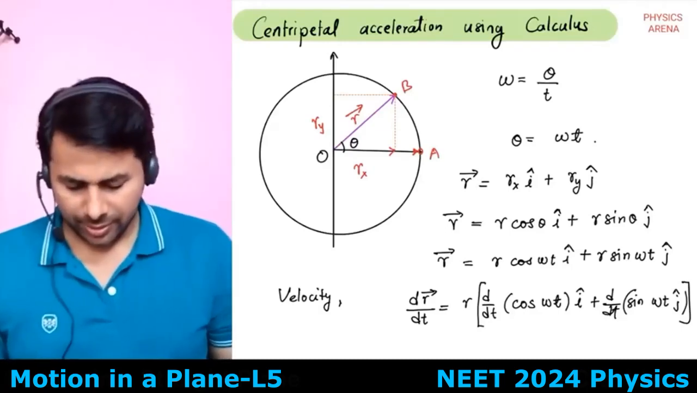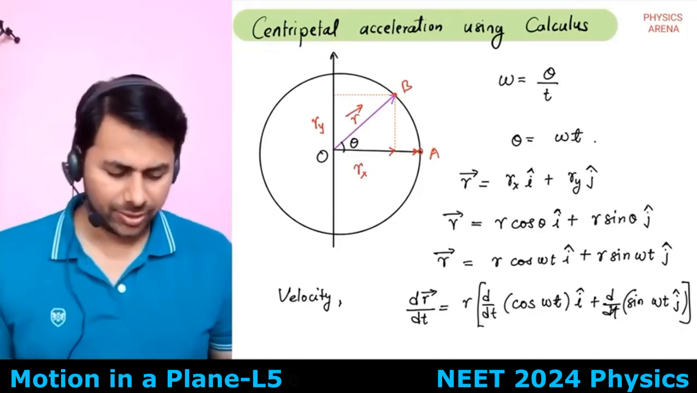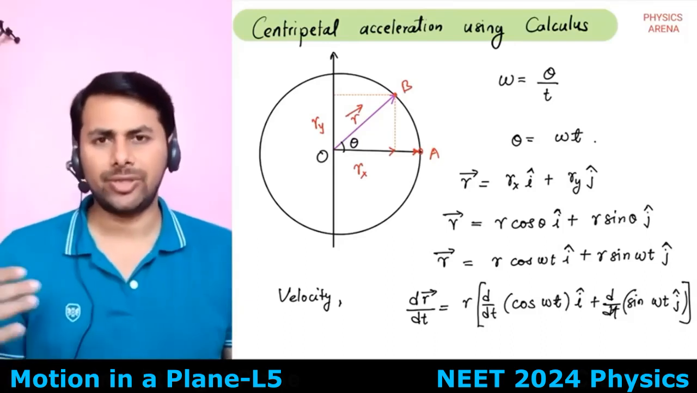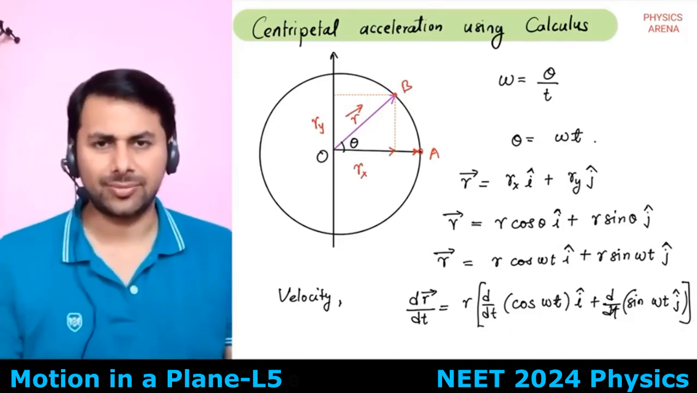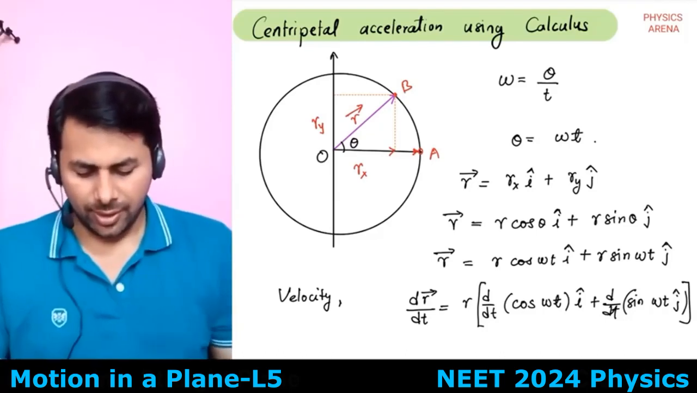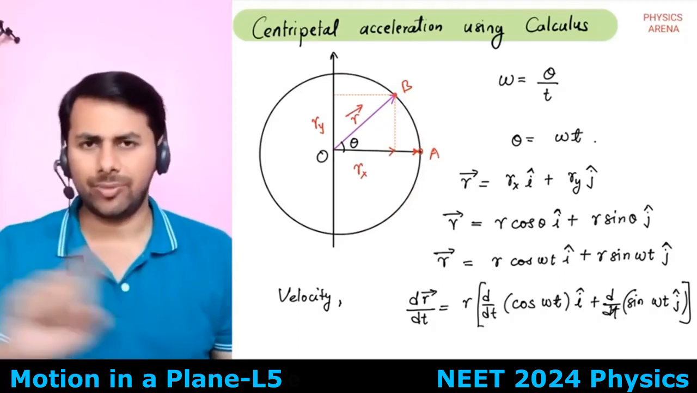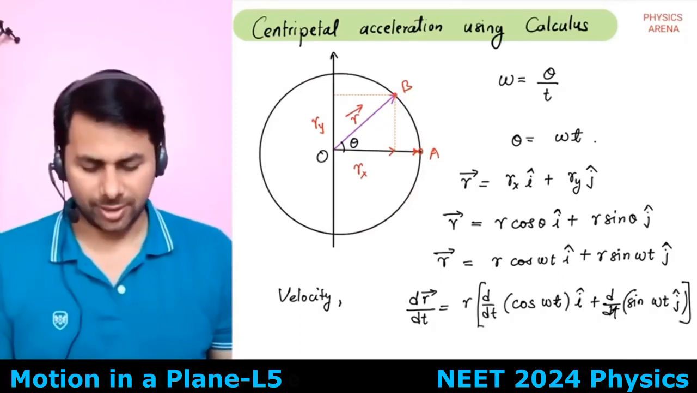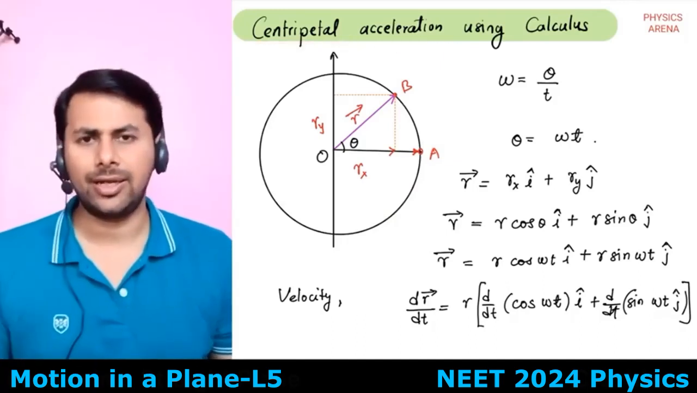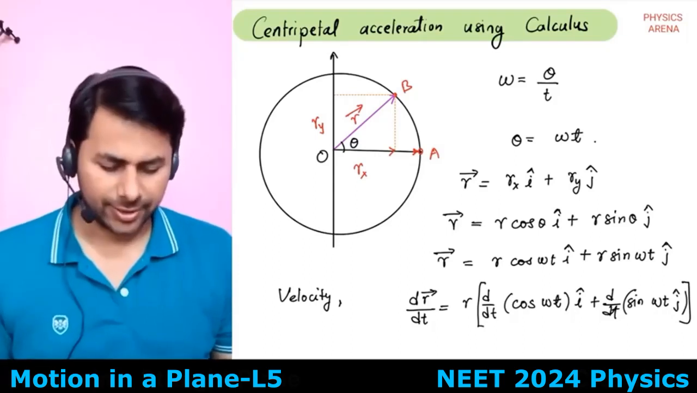let's talk about another method of finding centripetal acceleration. Now you would say, why another method? Because there can be questions based upon this method itself, okay. So let's understand this. You have this particle which is performing circular motion, and we'll find out its centripetal acceleration using the calculus method. Calculus meaning using the derivatives and integrals.